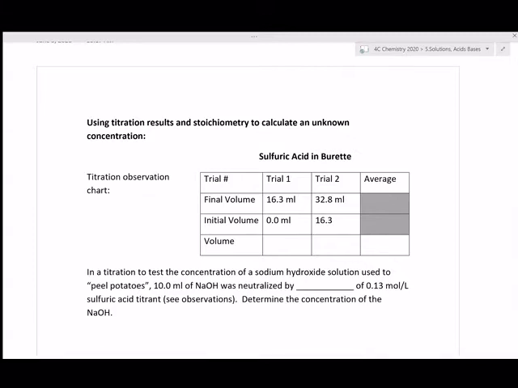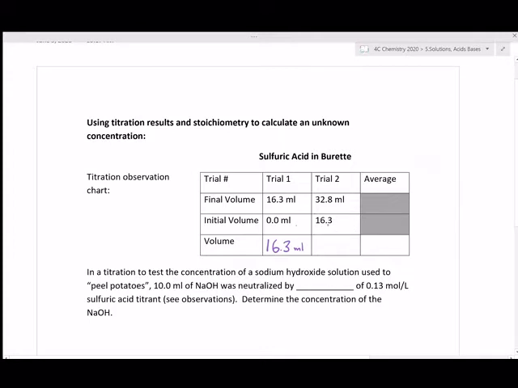So the burette is calibrated, so if you filled it right to the top, the reading would be 0.0. You don't have to fill it right to the top. You can have any initial reading, but that is easy. Then after our first trial, it went down to 16.3. So if you take the final volume, subtract the initial, we know that 16.3 milliliters of sulfuric acid was required to neutralize the sodium hydroxide. So now your burette is sitting with the sulfuric acid level at 16.3.